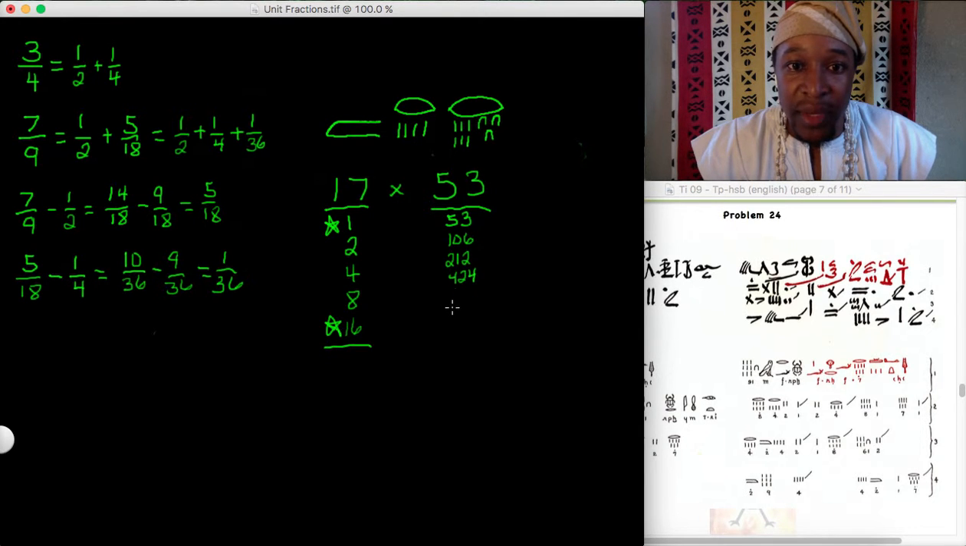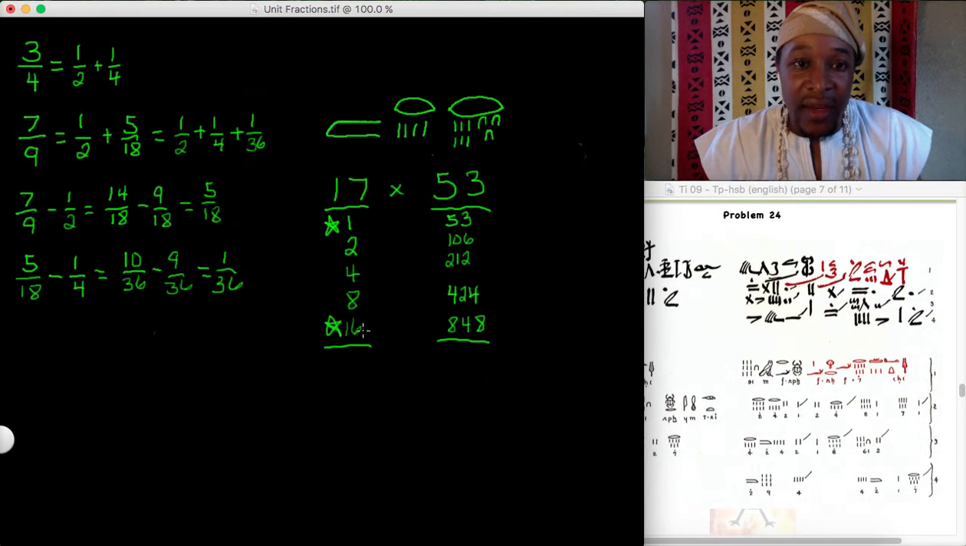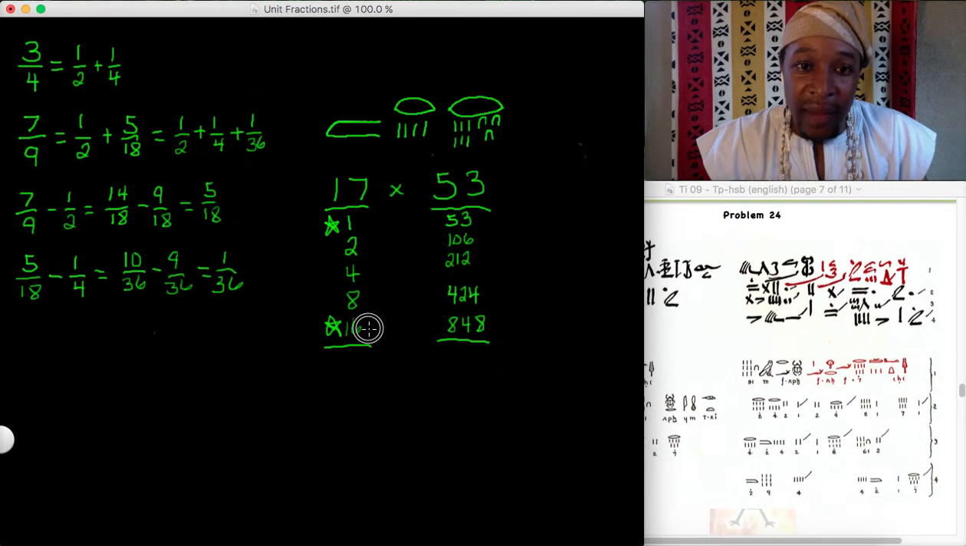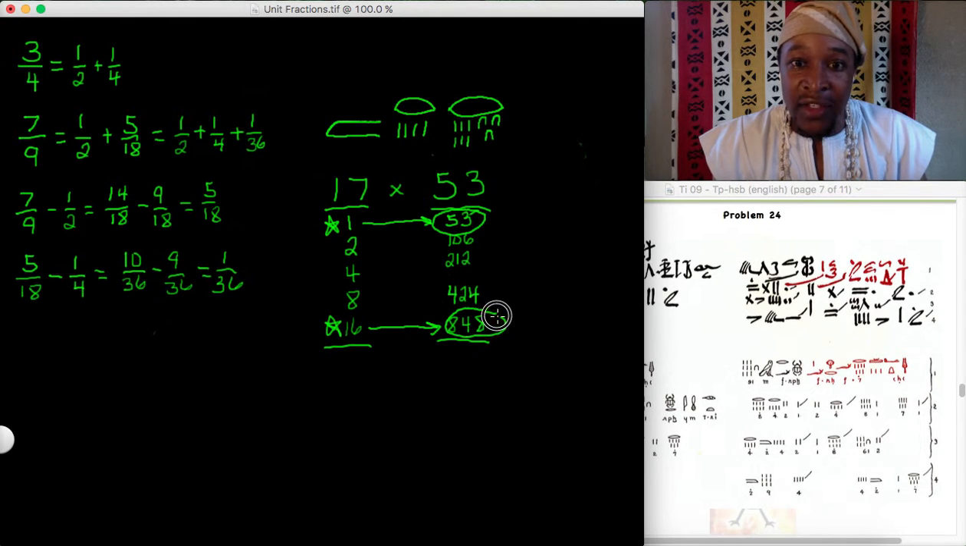424 doubled is going to be, and I'm getting off of my spacing here, so let me fix that. So that's going to be 424, and 424 doubled is going to be 848. So now the numbers that I starred in the left column, I'm going to select the corresponding numbers in the right column. So I can just draw an arrow here for emphasis. So that is 53 and 848.